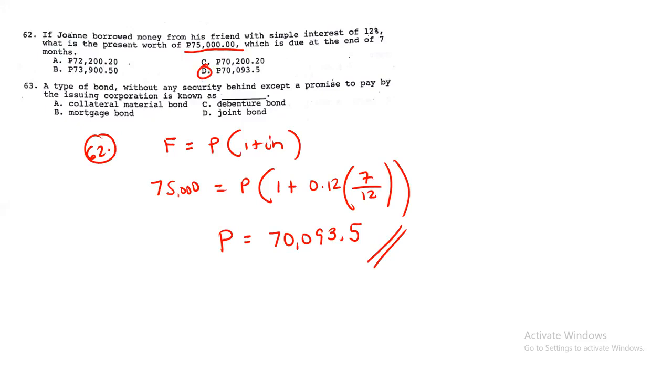The next, 63. It is the type of bond without any security. Basta without any security, and ito yung keyword pala natin dito, except a promise to pay.